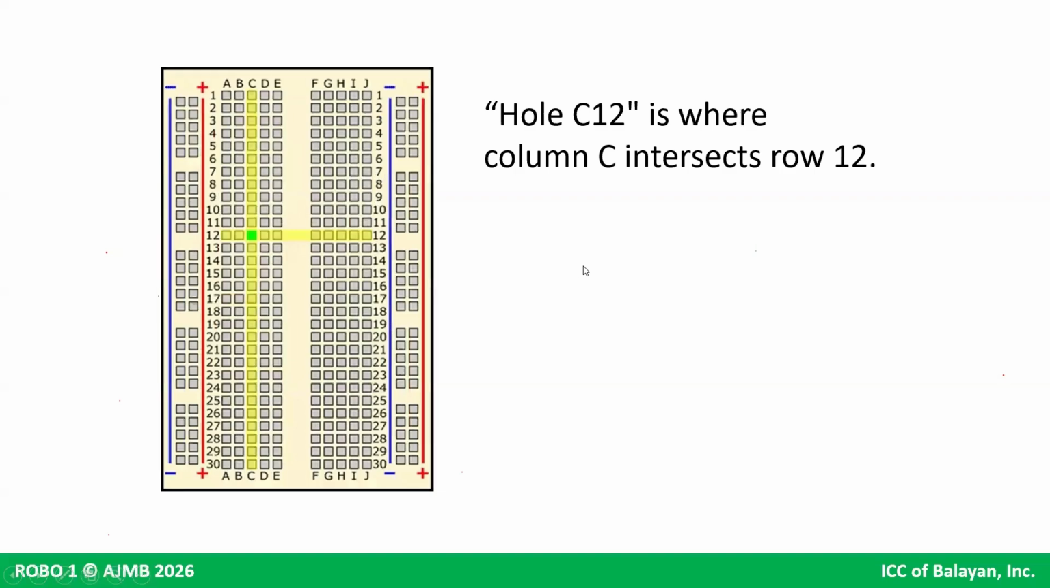So of course, pwedeng mag-intersect. If I specify the column and specify the row, I can pinpoint the exact tie point or hole that I'm referring to. So ito, column C, and then row 12. So C12 siya. Hole C12. This one, yung green na nakita po ninyo dito.